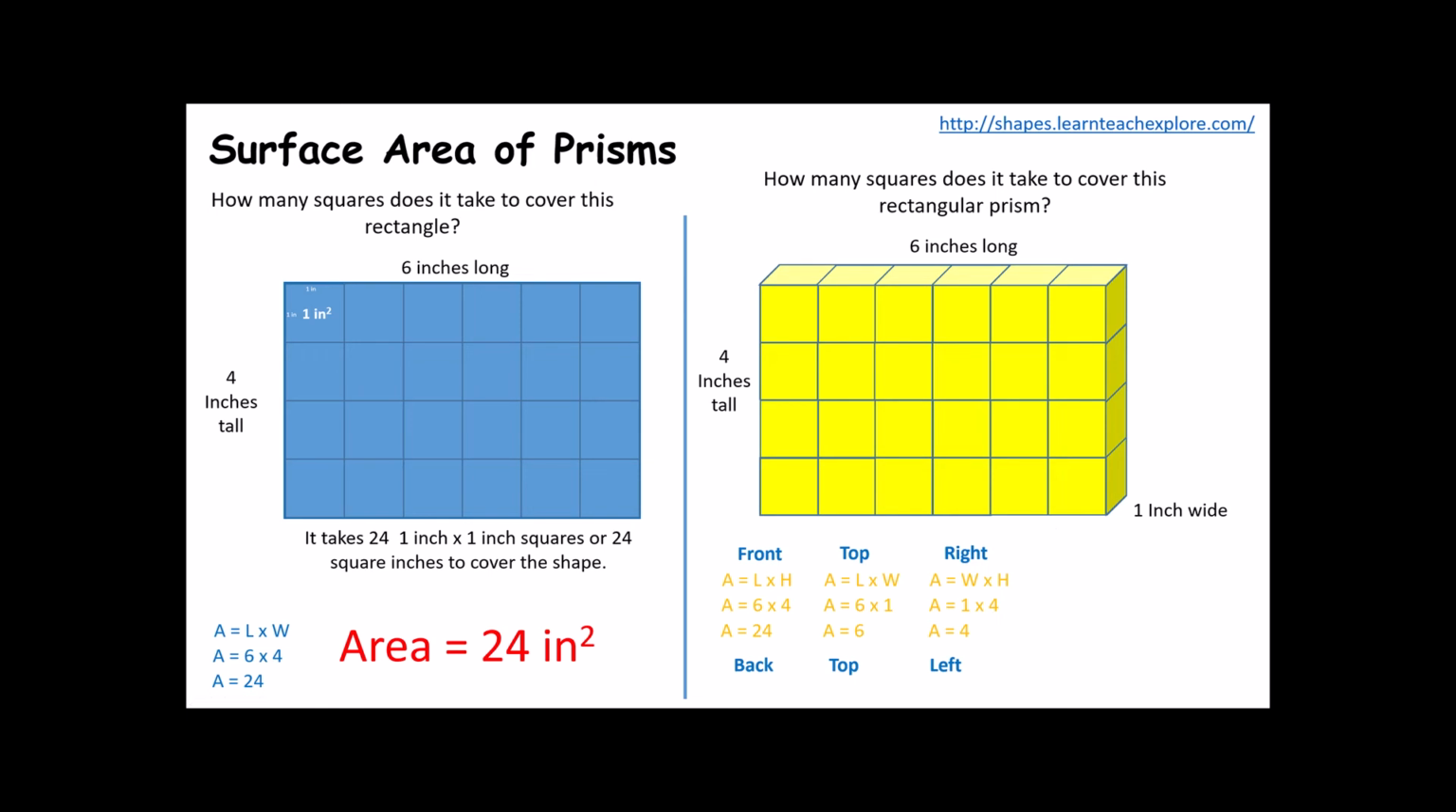So, since the back and the front are the same size, if the front is 24, then the back must also require 24 squares to cover it. Since the top required 6 squares, the bottom will also require 6 squares. And since the right side required 4 squares, then the left side will require 4 squares as well.